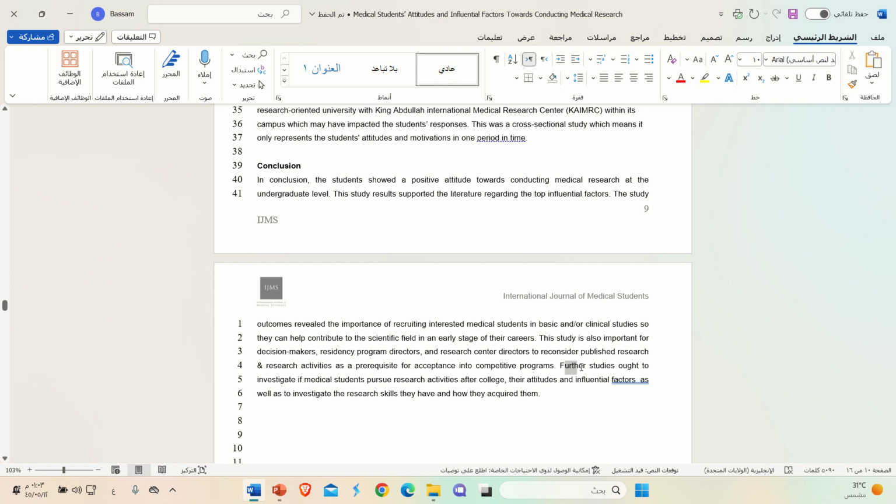So here we mentioned that further studies are needed to investigate if medical students pursue research activity after college, their attitude and influential factors, as well as to investigate the research skills and how they acquire them. This is to help readers who are doing a literature review to come up with their own ideas and to help them establish or work on new projects in the future.